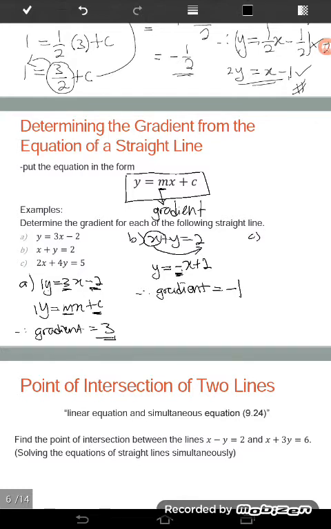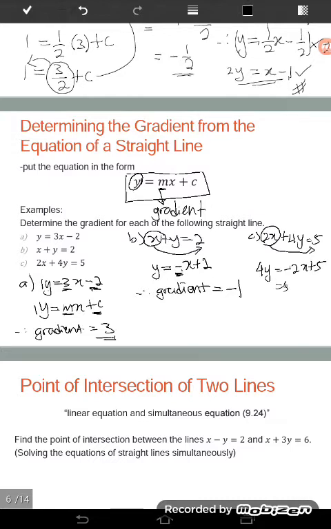Okay, so c, we have 2x plus 4y equal to 5. Okay, so belum sama kan? 2x plus 4y. But here we only need y. Okay, so move this one first. 2x to the right become minus 2x. So 4y equal to minus 2x plus 5.